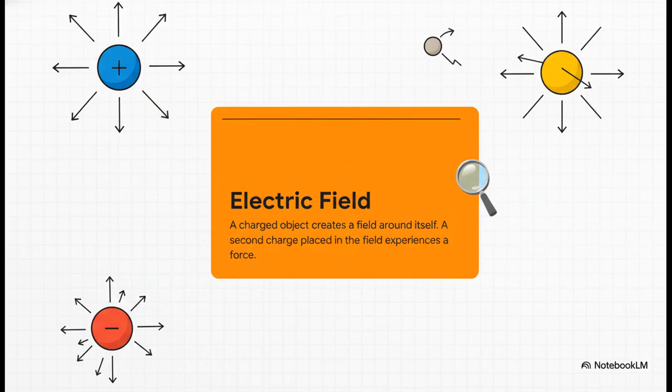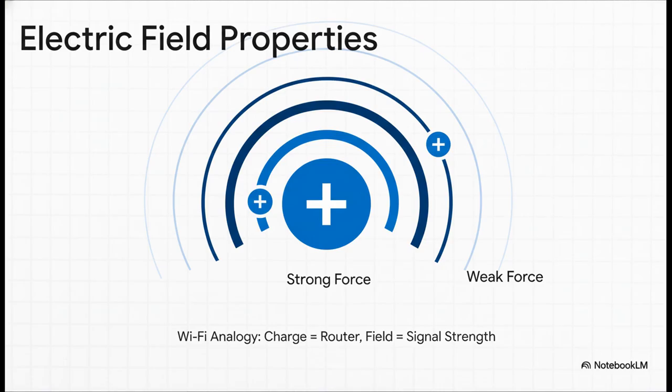You see, every single charged object creates this invisible field of influence all around itself. Think of it as its own personal force field, a region of space where its electrical force can be felt by any other charges that wander in. It's a bit like the Wi-Fi signal from your router. The closer you are to the router, or in our case, the charged object, the stronger the signal, right? Same idea here. The electric field is strongest right next to the object, and that force gets weaker and weaker the further away you get.